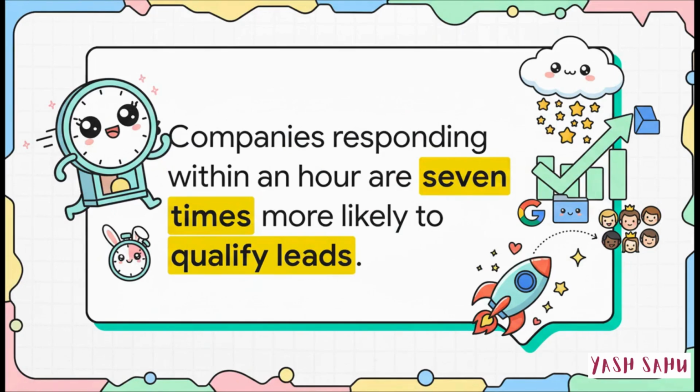And the data backs this up completely. The Harvard Business Review found that just responding within an hour makes you 7 times more likely to even qualify a lead. At 40 minutes, this team was barely making the cut, and they were completely missing out on that massive advantage that a true 5-minute response gives you.